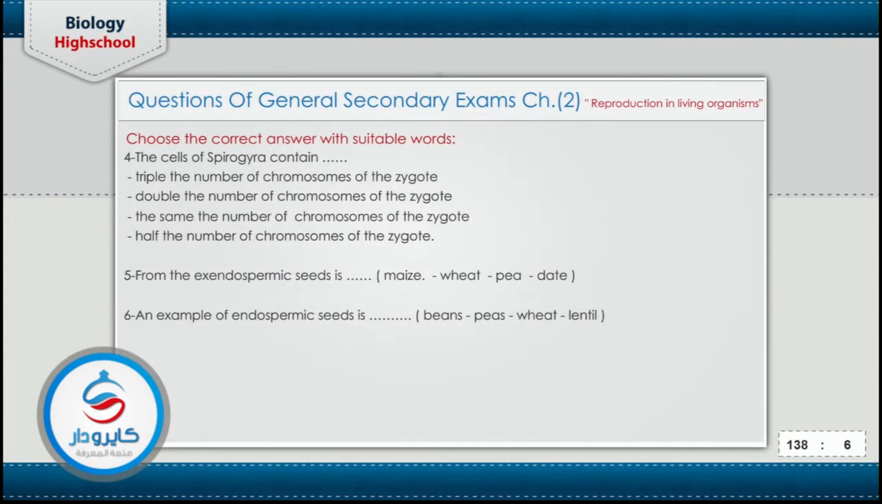The cells of Spirogyra contain. We understand that the body cell of the Spirogyra is 1N, because when the fusion takes place during the conjugation between two Spirogyra cells, they form a zygote 2N. So the cells of the Spirogyra are haploid cells, or the answer is half the number of the chromosomes of the zygote, because the zygote is 2N and the zygote is formed as a fusion between two cells of Spirogyra, each 1N. So the somatic cells or the body cells of the Spirogyra are haploid, containing half the number of the chromosomes of the zygote, which is the last choice. The next: from the X endospermic seeds is.